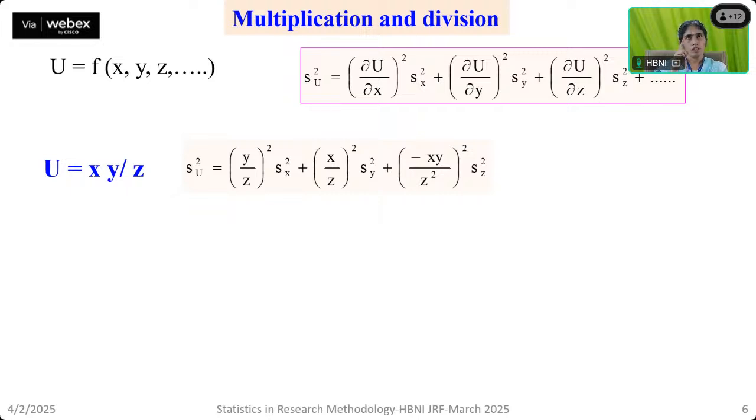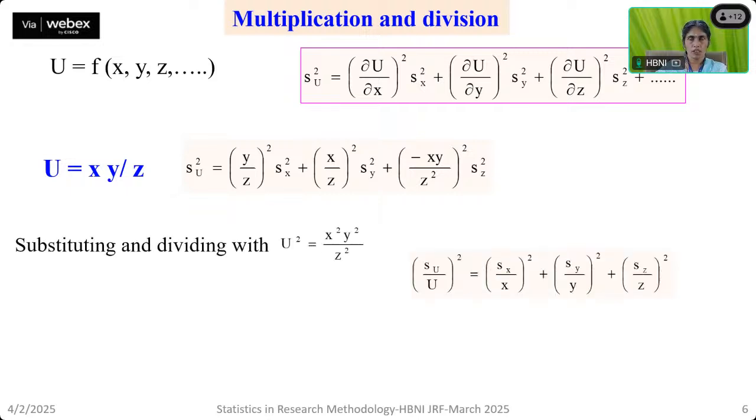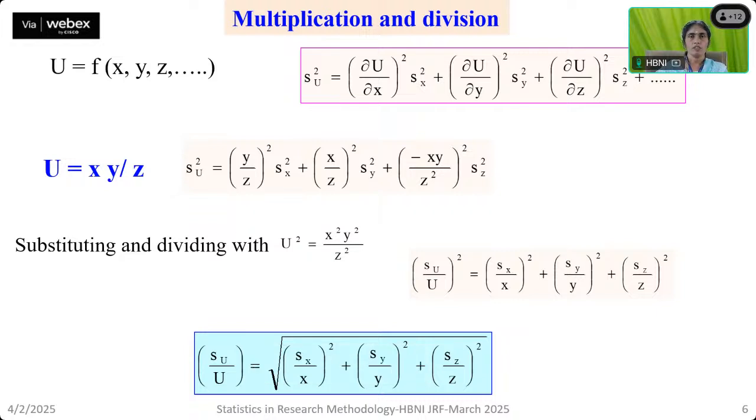The same rule which is given in the box on the right hand side top is applicable everywhere. Depending on the operation, you have to do the partial derivative and substitute in the original equation given on the top. So after substitution, you get that the square of the relative standard deviation of a function obtained by multiplication or division, or these operations together, will be equal to the sum of the squares of the individual relative standard deviations. So if you take the square root, then the function will look like this.